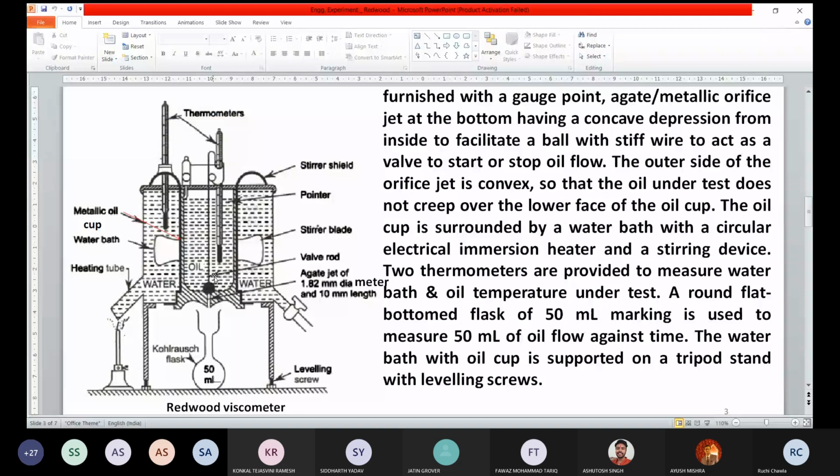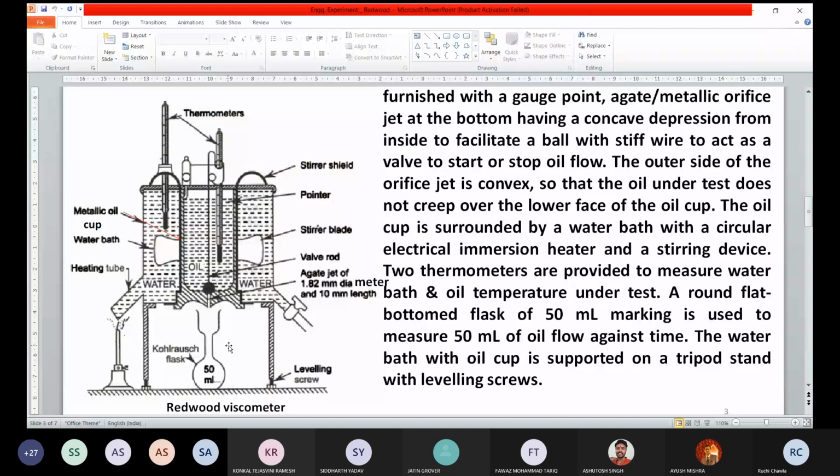So in a nutshell, if I have to tell you how the experiment has to be performed, it is nothing but what? You have to fill the oil in the oil cup. Heating has to be done. You will record the temperature, and suppose a definite volume you will allow to flow from this oil cup.